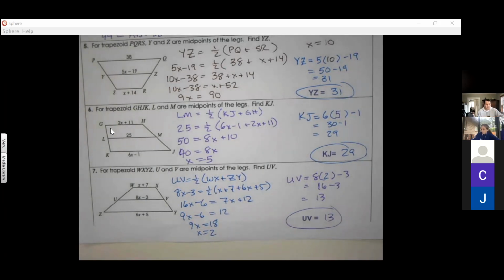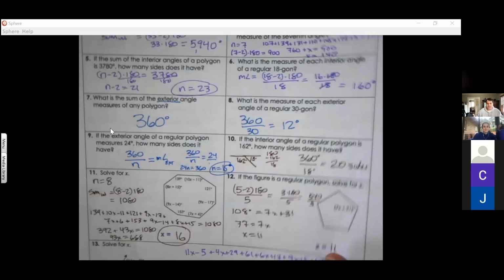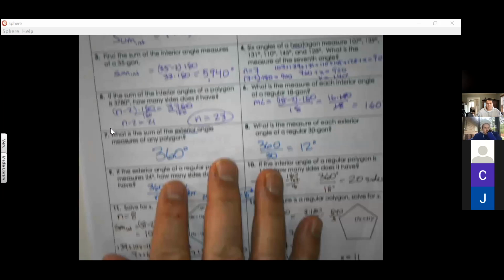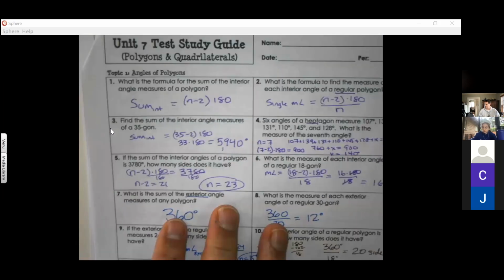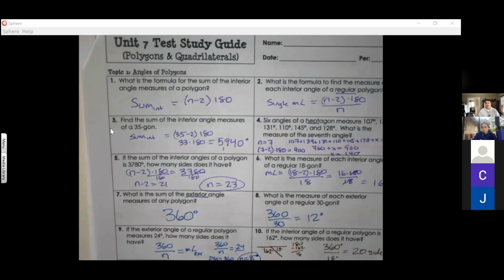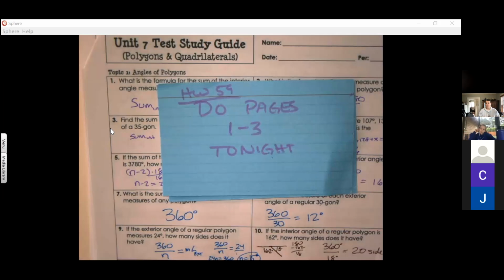Okay. So for the rest of this period, I'd like you to work on the other link that I have posted. It's called Unit 7 Test Study Guide, Polygons and Quadrilaterals. And it's a 6-page document. I don't want you to go through all 6 pages. I want you, as part of your homework tonight, to just do pages 1 through 3.